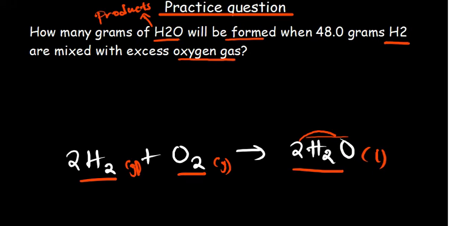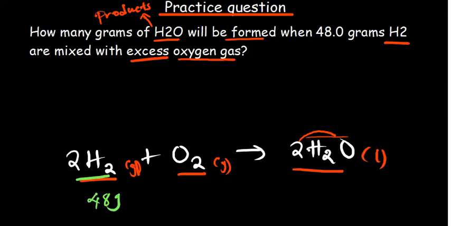Okay, so how many grams of water will be formed when 48 grams of hydrogen are mixed with excess oxygen gas? So the key term is excess. Excess means it's more than enough. So therefore, in this case, the limiting reagent is hydrogen. We'll understand later what a limiting reagent is. So we always use the limiting reagent to determine how much of the product was formed and how much of the other reactant reacted. So in this case, we're interested in the 48 grams of our hydrogen. So we'll use that to determine the grams of water that were produced.